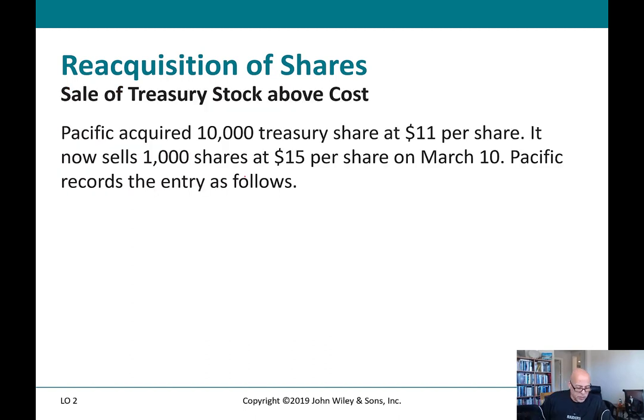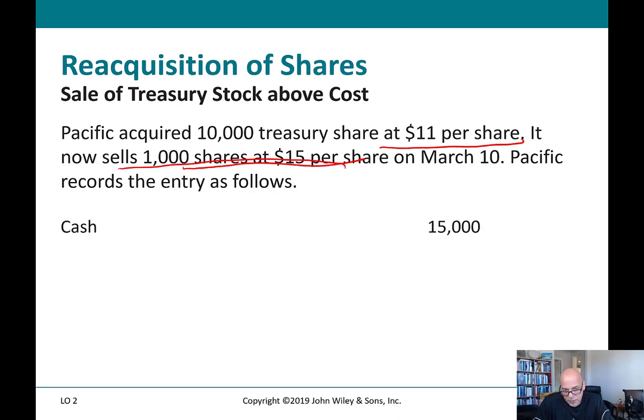We have the treasury stock that we bought for $11 per share, and then we're able to sell 1,000 shares of that for $15. So we bought them back at $11 per share. The price went up to 15. We grabbed 1,000 of those 10,000, and we're going to sell them now. Man, we made some money at $15 per share, right?